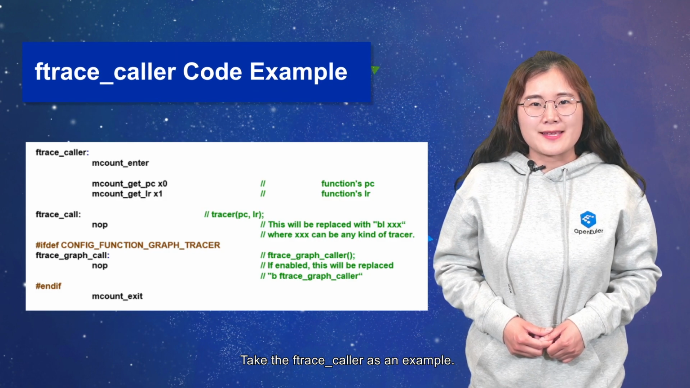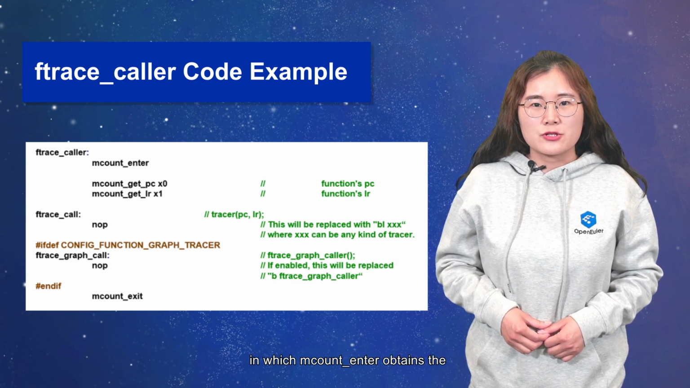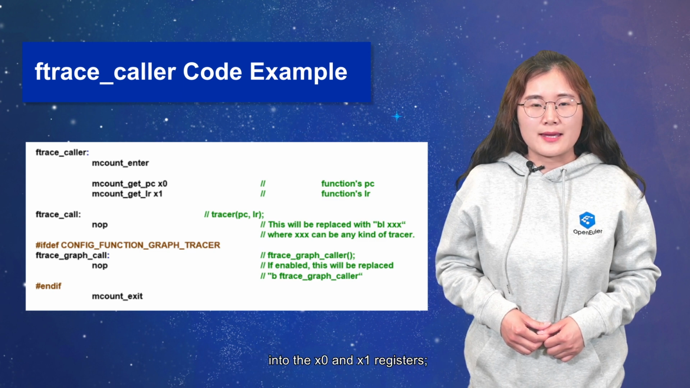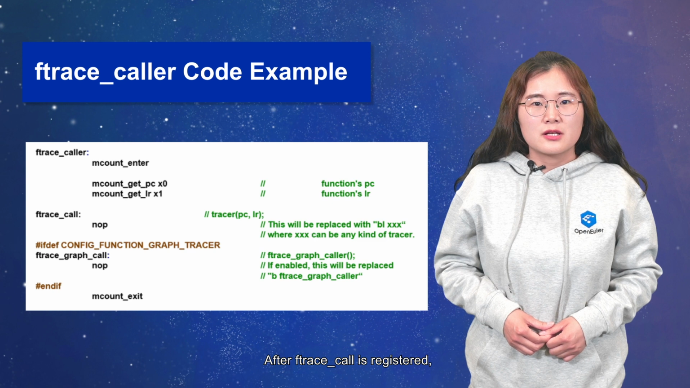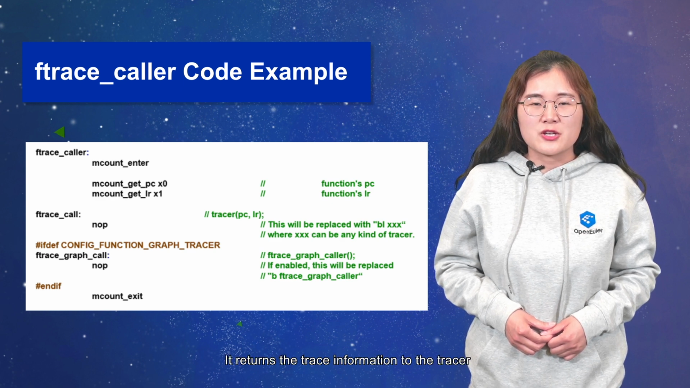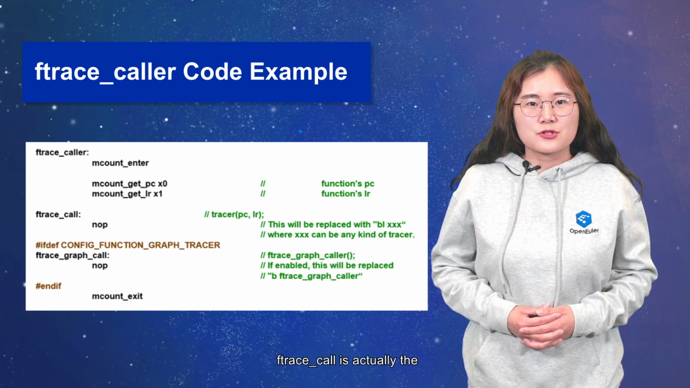Take the ftrace caller as an example. This code is generated after ftrace is enabled, in which mcount enter obtains the target function's program counter and link register, and puts them into the x0 and x1 registers, and ftrace call uses nop as a placeholder. After ftrace call is registered, nop will be replaced by a bl command that jumps to the handler function of the corresponding tracer. It returns the trace information to the tracer, and then the tracer writes the information to the ring buffer. Ftrace call is actually the callback function we need to register.